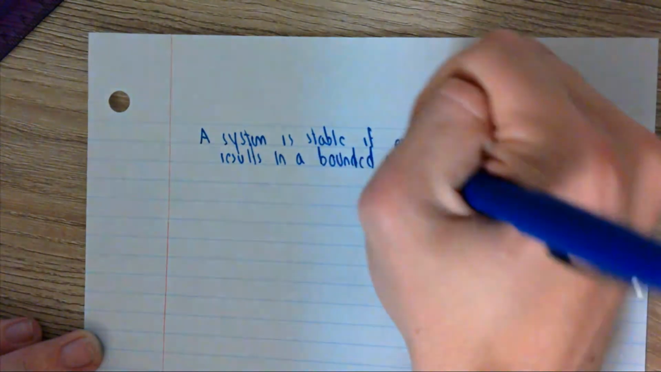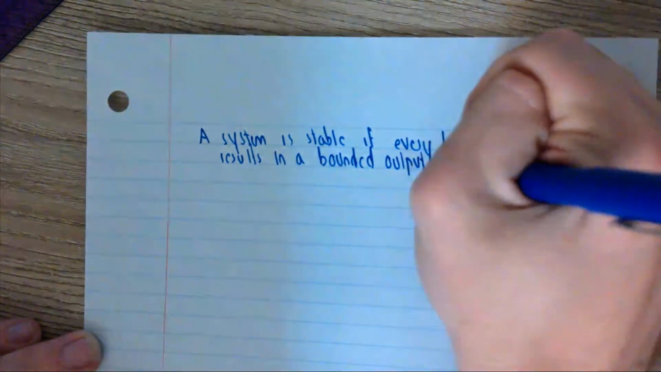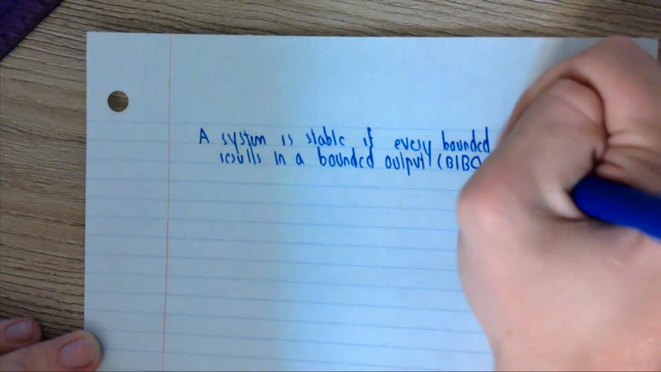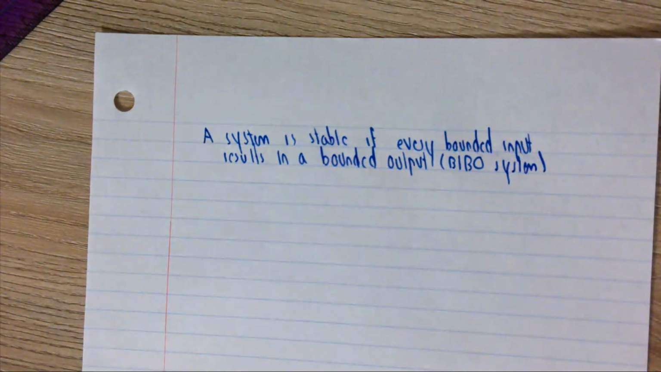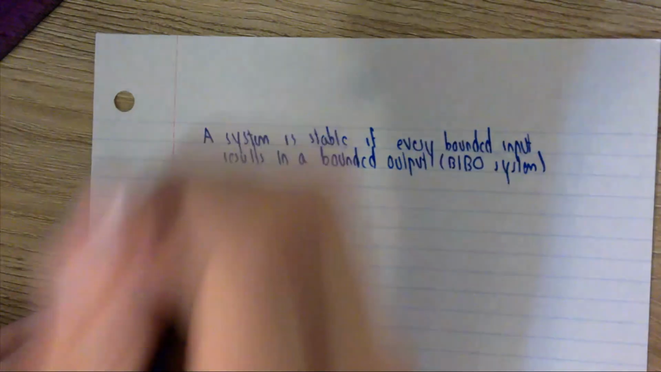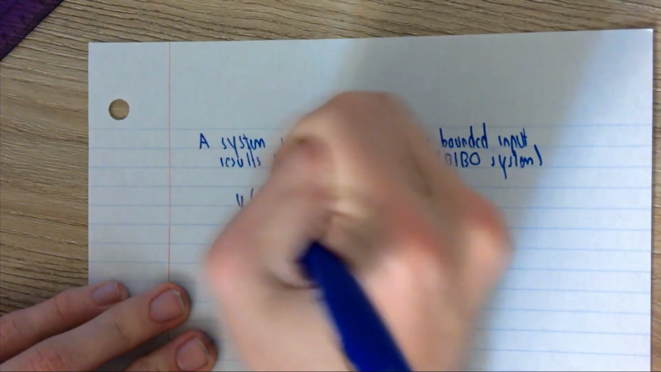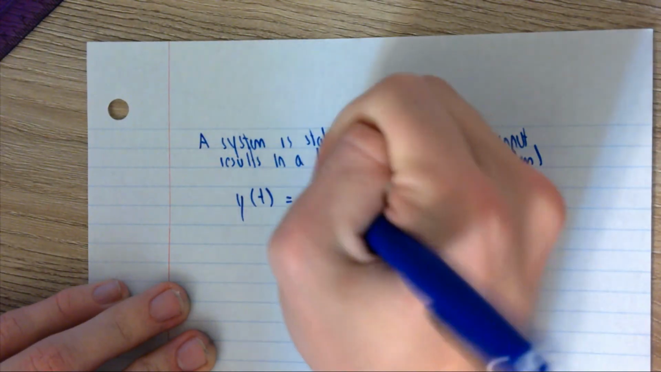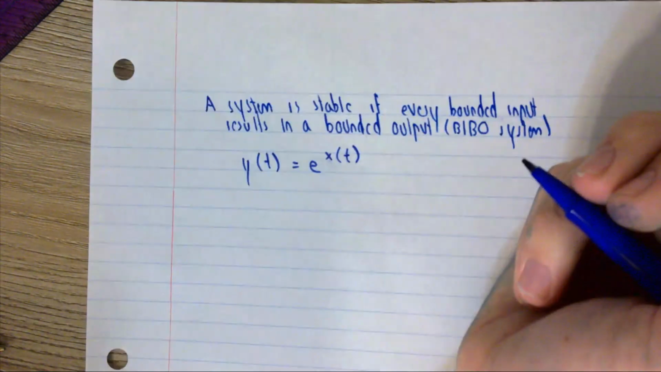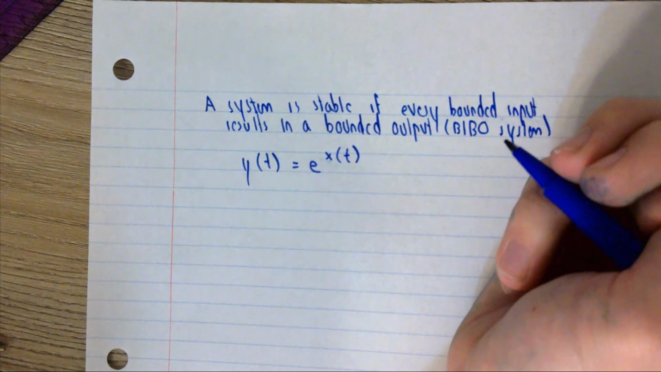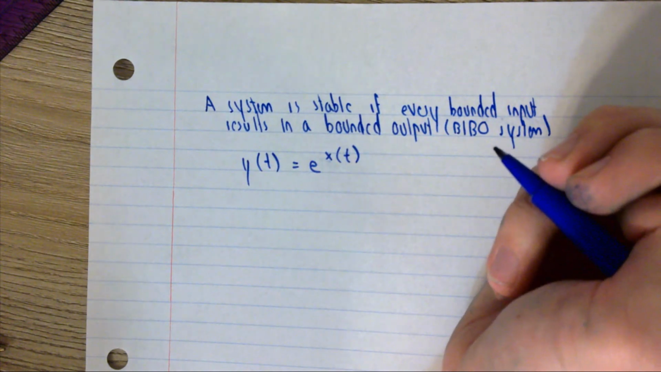So that's a bounded input, bounded output system. So that means the system is stable. And so basically, if you have this system where y of t is equal to e to the x of t, is this bounded or not bounded? Well, it has to be less than or equal to, well, let's think.